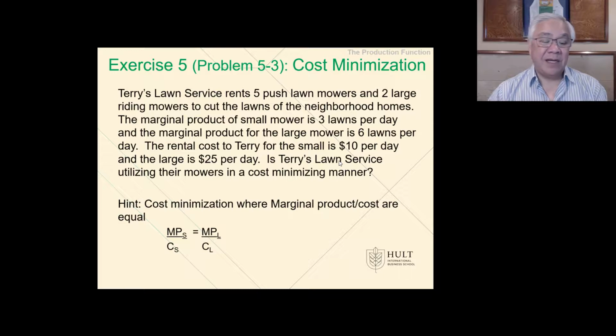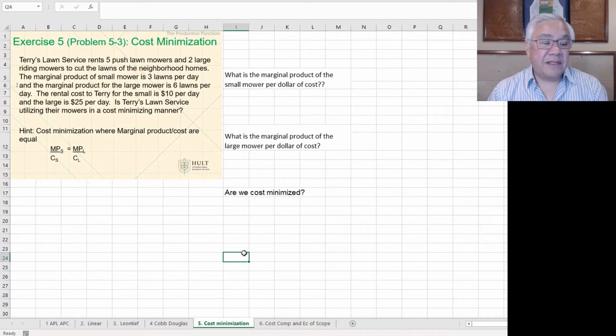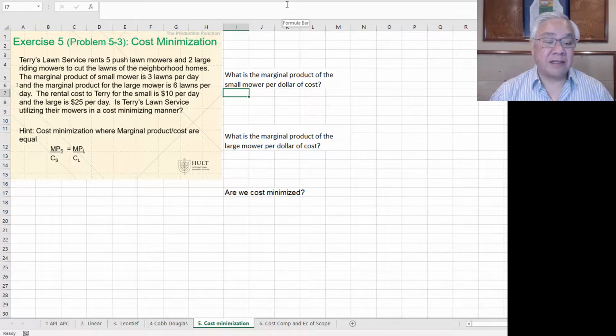The hint here is that we're going to look at this relationship: the marginal product of the small divided by the cost of small should equal the marginal product of the large divided by the cost of large. Let's see if that's true. So let's go to Excel. Here we have the same data on the left, and we're going to ask some simple questions to walk us through it. What is the marginal product of a small mower per dollar of cost?